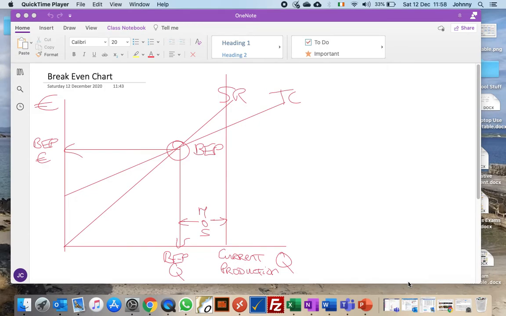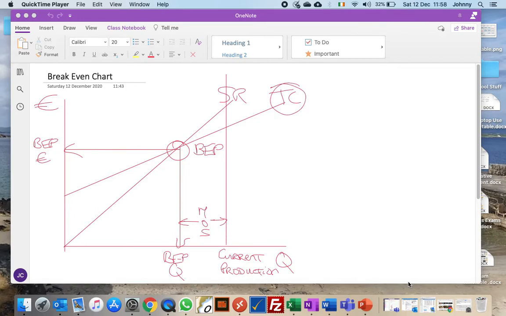Introduces the break-even chart. Break-even is the point where we are not making a profit, but we're not making a loss. From the previous video, we focused on the total cost line.